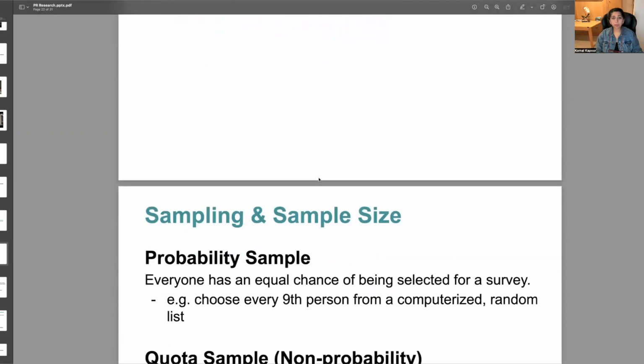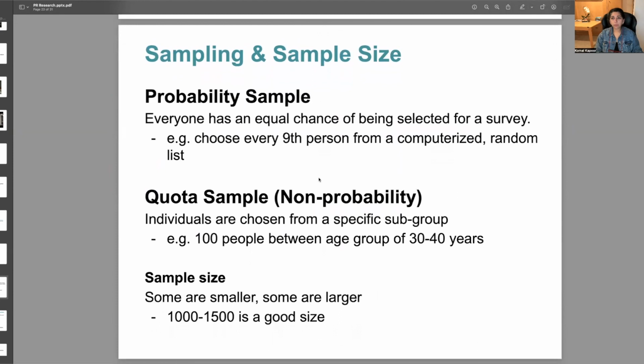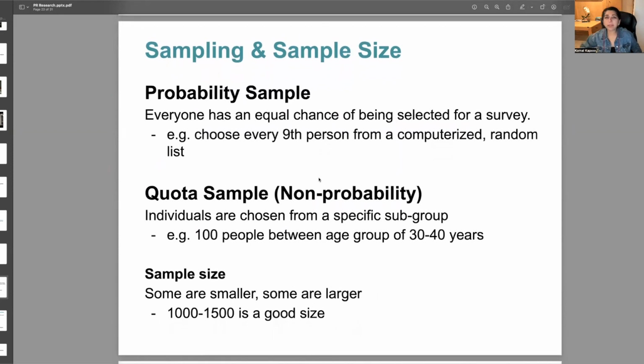Okay, this section is about quantitative research, which means it deals with numbers. So let's get started, and I'll go ahead and share my screen. The first thing I think we should talk about is sampling and sample size.